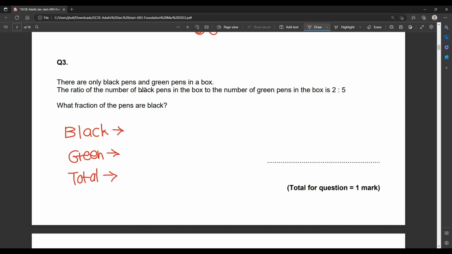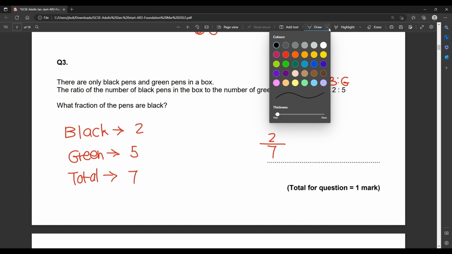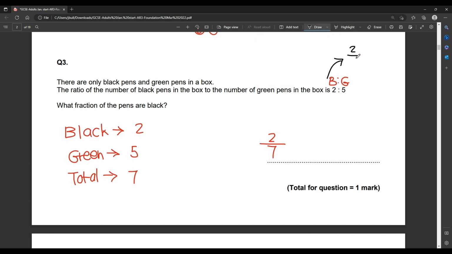Okay, so we can see in this ratio, the ratio of black pens to green pens is 2 to 5. So we've got 2 black pens, 5 green pens, which means in total we've got 7 in total. So the fraction of pens that are black is going to be 2 black pens out of the 7 in total. That's why it's really important to list it like that. Some people see the ratio and immediately just go, oh, okay, well that means it's 2 out of 5, but it's not, because we need that total, so that's why we've got to work out that 7.